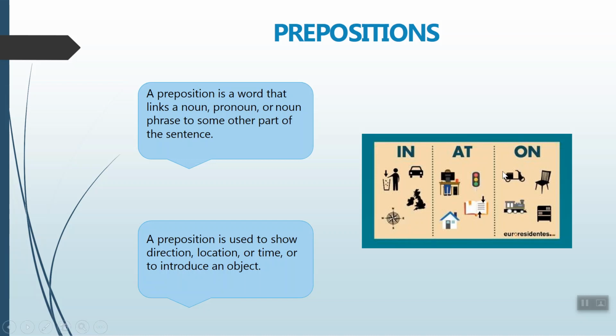So here we have this picture. You can see here the definition: in plus a noun or pronoun, for example, in the car, at a traffic light, at home, on the chair, etc. These are simple examples. We are going to talk about them in some detail.